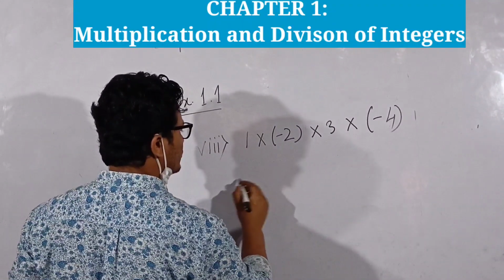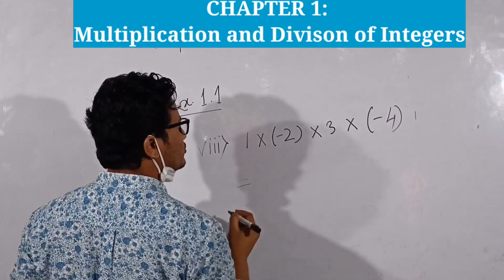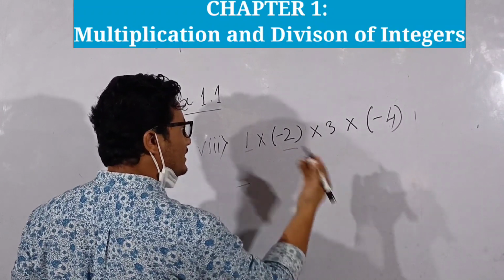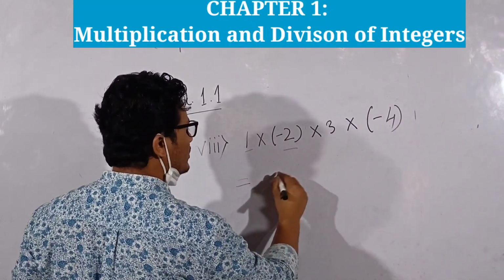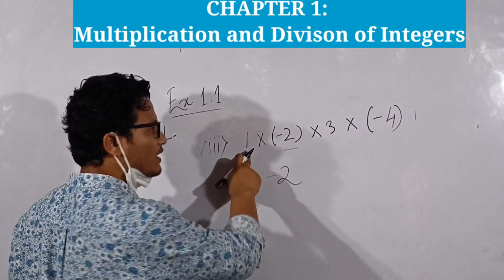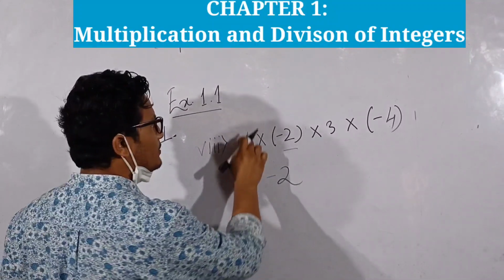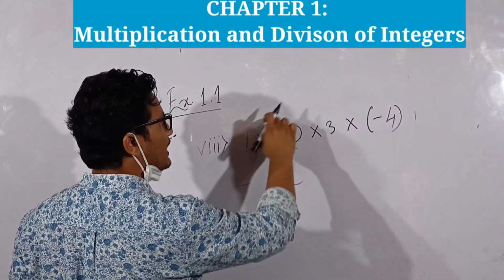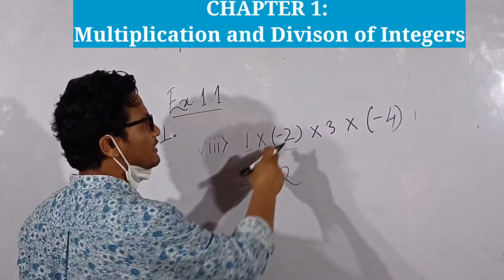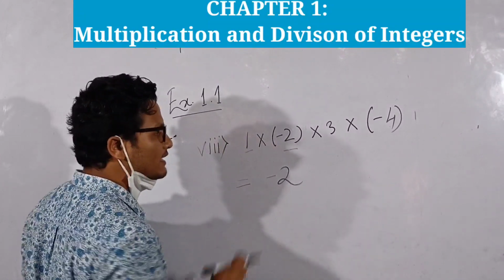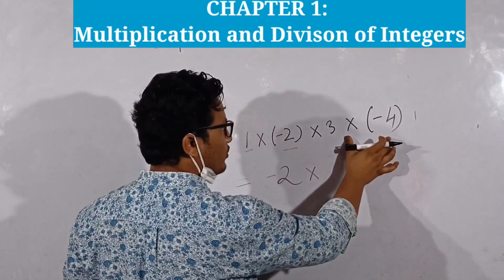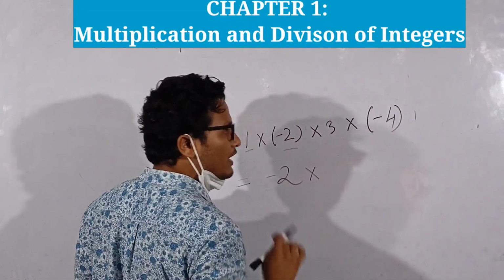Let's check it out. While doing it, 1 into -2, what will be the answer? Positive into negative, the answer will be negative. That means 1 into -2 is equal to -2. And by the property of multiplication by 1, whenever we multiply any integer with 1, the answer is always the same integer. So -2 into 1 gives -2. Then into 3 into 4. 3 4s are 12.